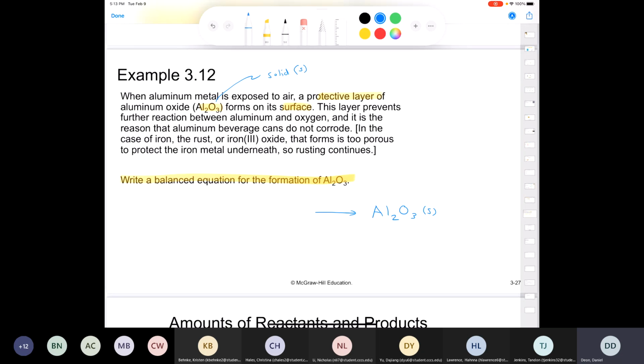Well, let's start with aluminum. If I go over to my periodic table, I look at aluminum. It's in group 3A, it's element number 13, and aluminum simply exists as Al. Now, what do you think the phase of aluminum is in its natural state? Do you think that's a solid, liquid, or a gas? Aluminum, based on your knowledge.